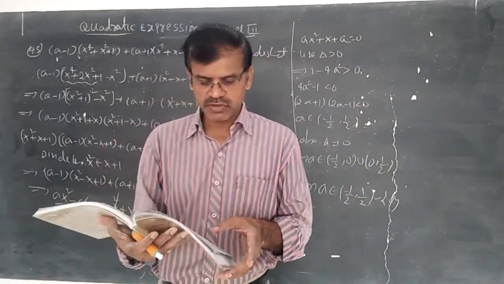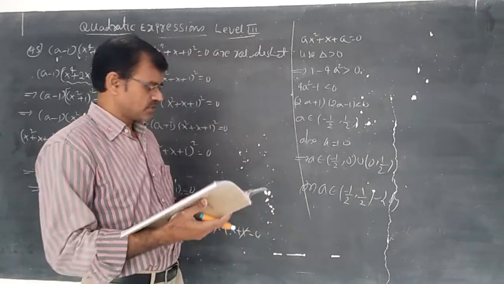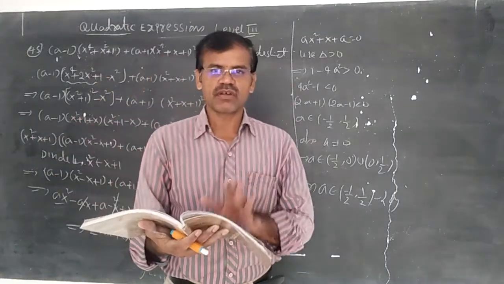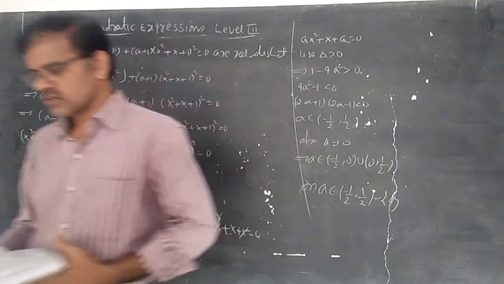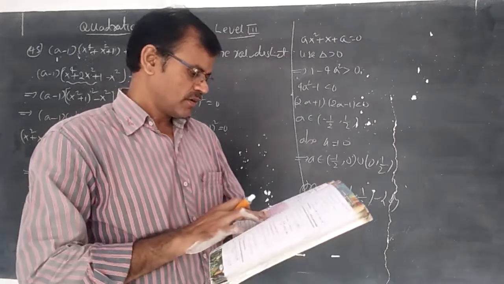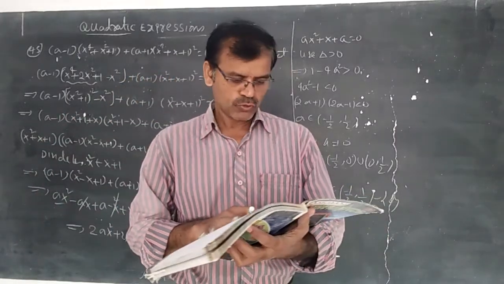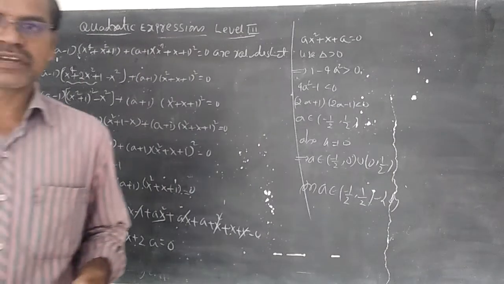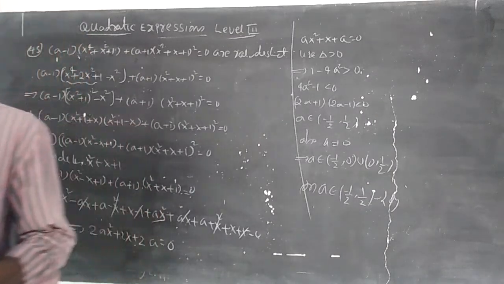The fourth option given is okay: minus 1 by 2 comma 0. Question 45, students: in our material the first option is given, while in the old material the fourth option is correct. Now 46 is completed. Let us discuss the 47th sum.